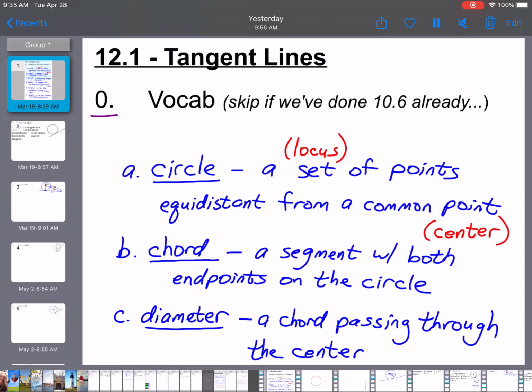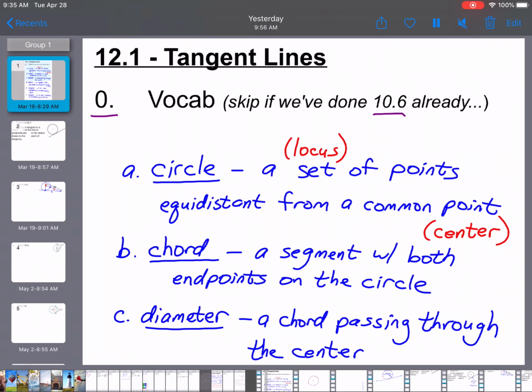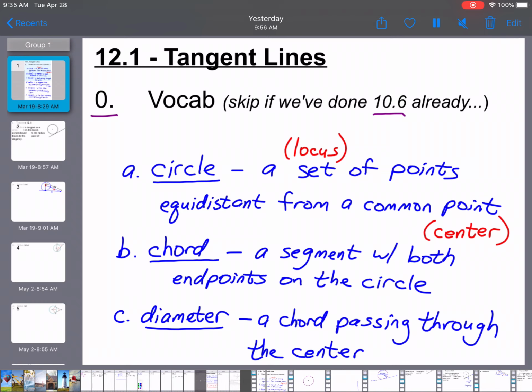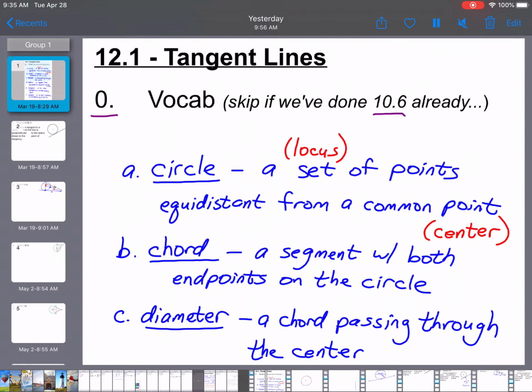All right, so in 12.1, we're beginning a tough chapter on circles, and we're going to begin with what I'm calling section 0, just on vocabulary. Now, we've already done a lot of this from section 10.6, so we're going to go quickly through the vocab. This should be just a refresher of some words and terms that you learned a while ago.